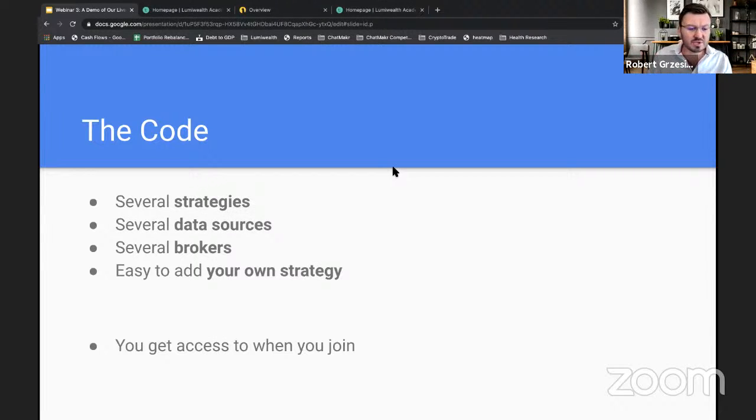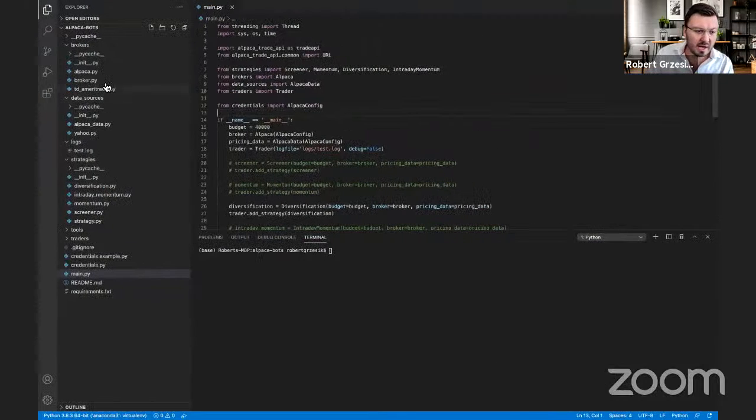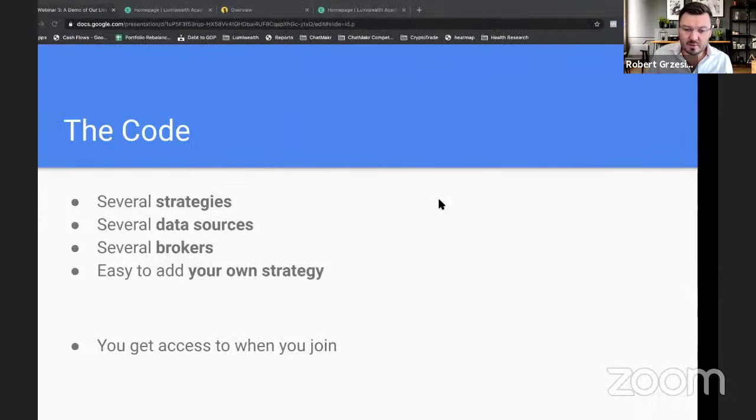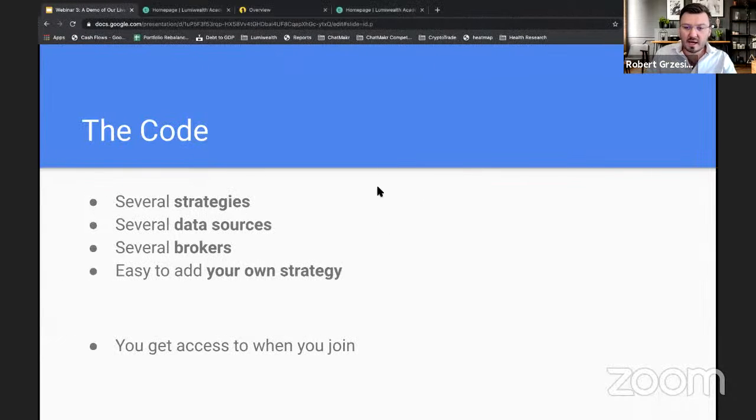Okay, and then importantly also, we have several different brokers that you can use, right? So Alpaca, as I said, is our main one. We're adding in TD Ameritrade, and we're adding in some other ones down the line as well, right? And importantly, this is also very easy for you to create your own strategy, and I'll show you just how easy it is.